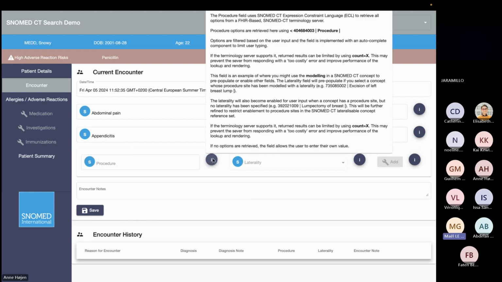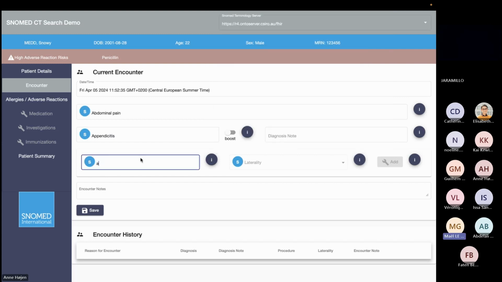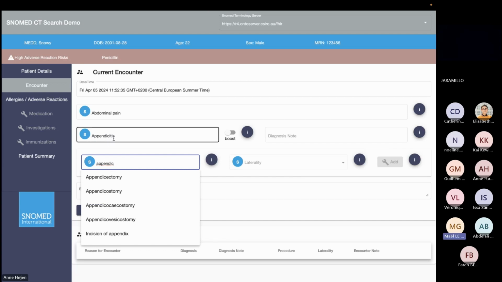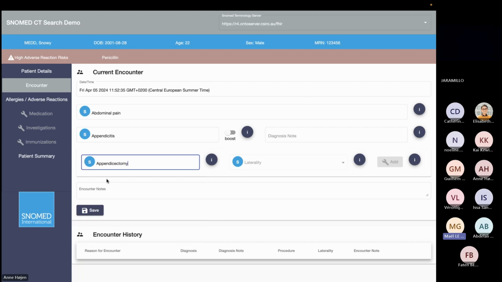This procedure field has been constrained to only procedures. So let's try again to say appendicitis down here. And while you can see that I get a match on my search string that I also applied in the diagnosis field, the results that I have here are all types of procedures. So now I can say appendectomy. If you notice over here, the laterality field is disabled. That's because an appendectomy has a finding site of the appendix structure, and that's not lateralizable. We don't have a left and a right appendix; the appendix structure itself doesn't have a left and a right side.